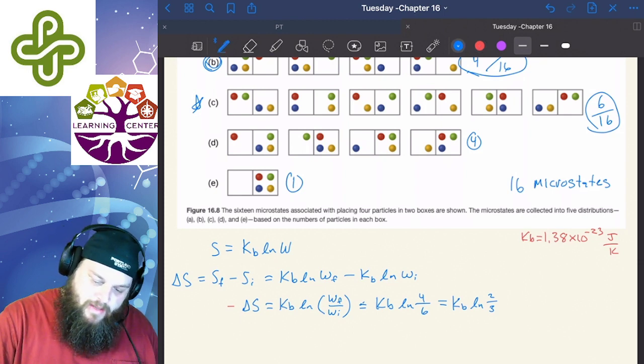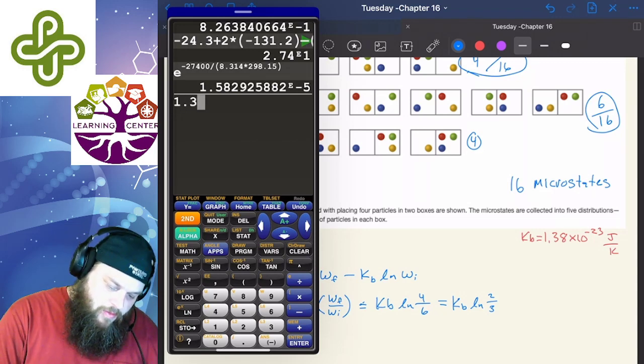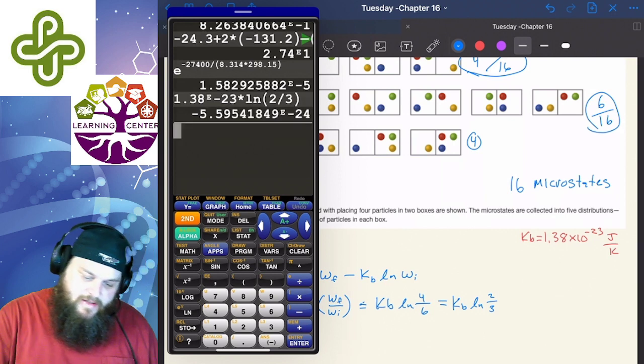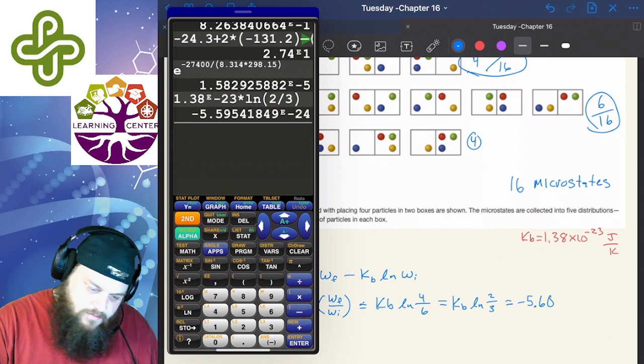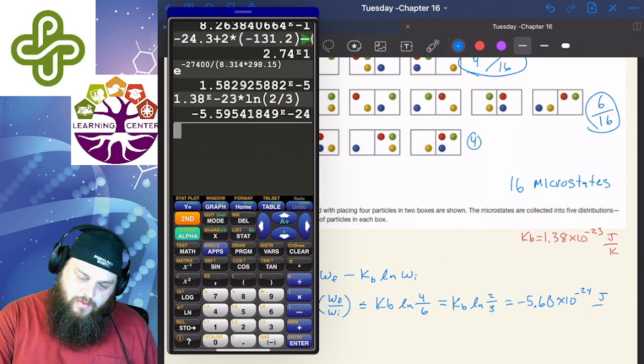So if I plug this now into my calculator, where is my calculator? Pull it up here. That'll be 1.38 times 10 to the negative 23 times the natural log of 2 divided by 3, 2/3. That's going to equal a negative 5.60 times 10 to the negative 24. And that's in units of joules per Kelvin.